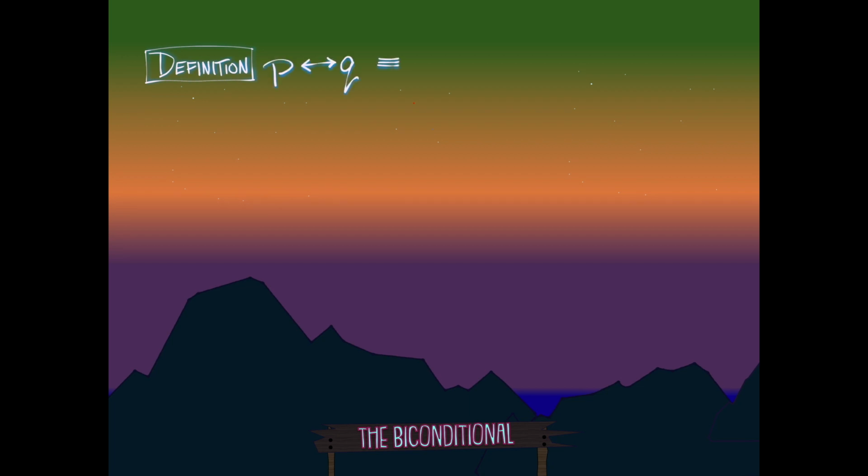Alright, so we're going to define the biconditional. This is formally defined as P if and only if Q, and that's going to be logically equivalent to the conjunction of two conditional statements: if P then Q, and if Q then P. And again, we say P if and only if Q. Sometimes we'll abbreviate with IFF.